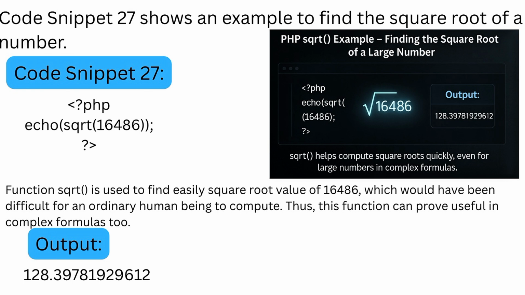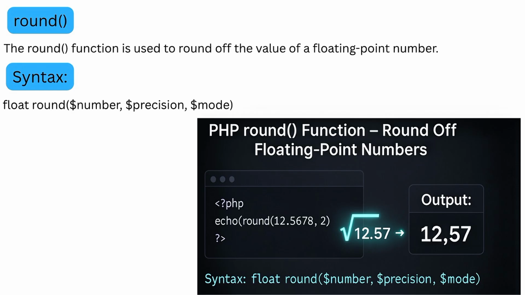The sqrt function is not only useful for small mathematical tasks, but also plays an important role in solving complex formulas, such as those found in geometry, physics, and scientific computations where large numbers and precise results are required. Code Snippet 27 proves how powerful and efficient the sqrt function in PHP is. It can handle both small and large numbers with ease, returning the correct square root value instantly. In this case, giving us the result 128.397819299612.